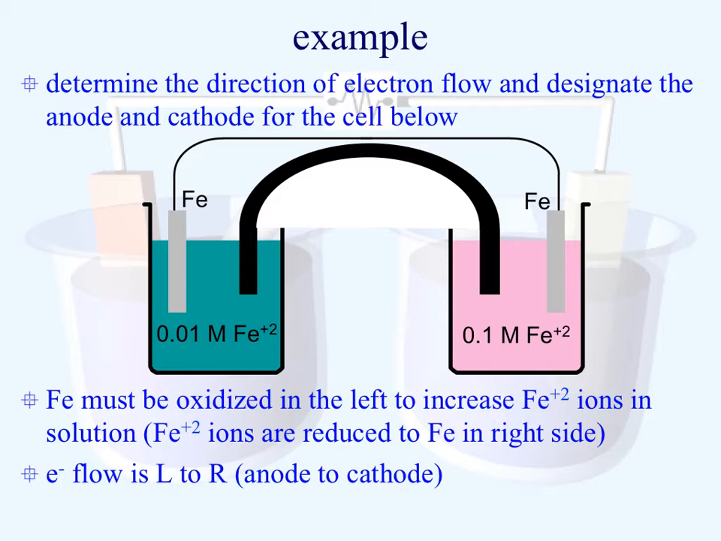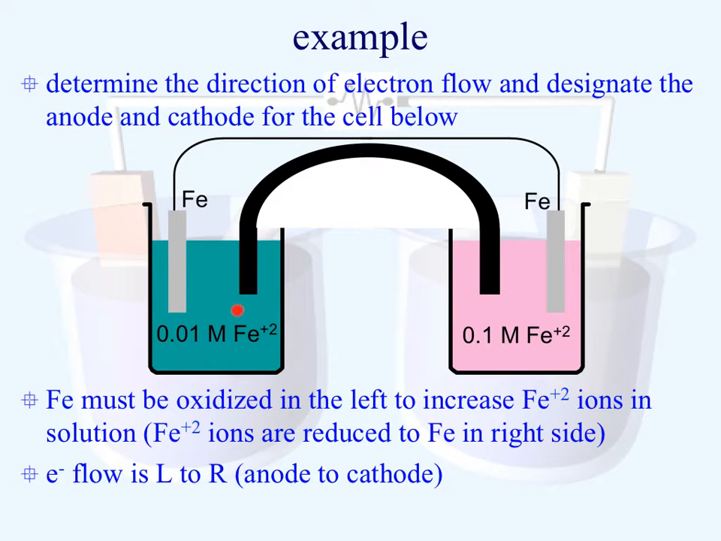Okay, we have a low concentration of iron 2 plus. We have a slightly higher concentration of iron 2 plus on this side. Once again, we want these two concentrations to be the same. So what needs to happen? The amount of iron 2 plus needs to increase here. The amount of iron 2 plus needs to decrease there.